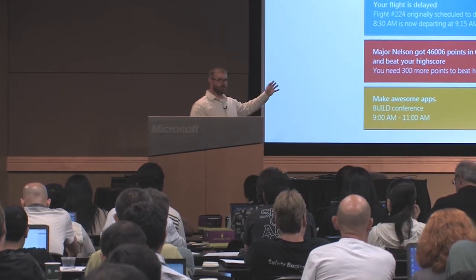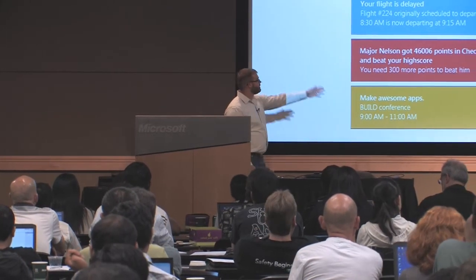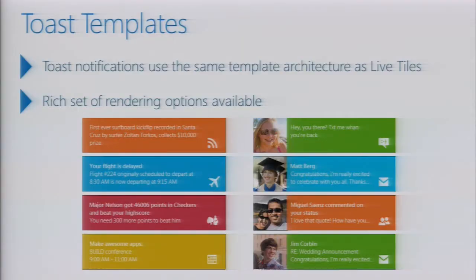So let's take a look at the templates real quick. The templates are very simple, or similar to the tile templates. There's fewer of them. There's some image templates. There's some non-image templates. Notice that the color on these tiles is the app color that you set in your manifest. We do this so that users are going to tie the color that you provided with your app to the toast that gets seen.